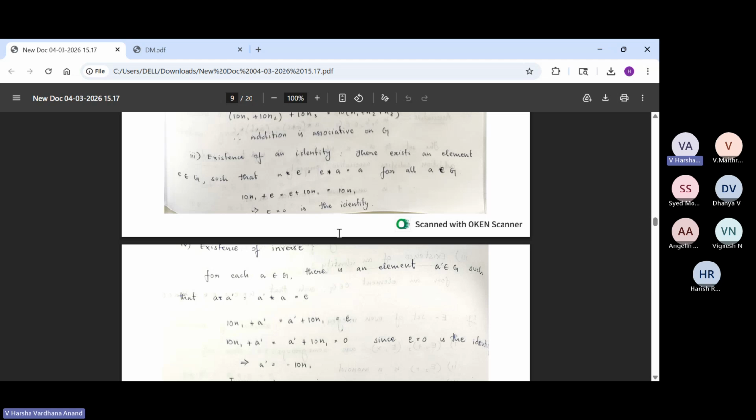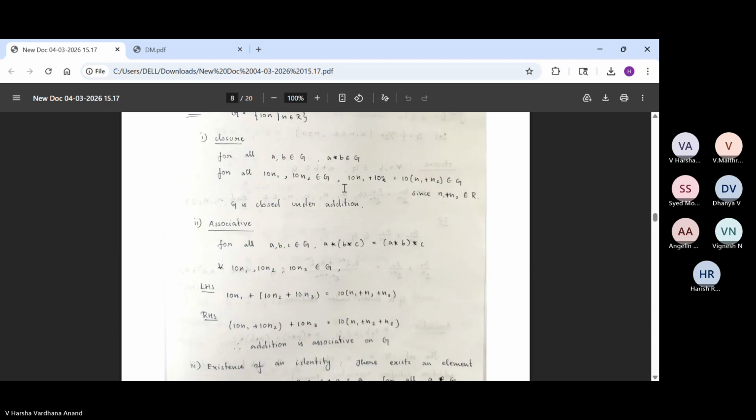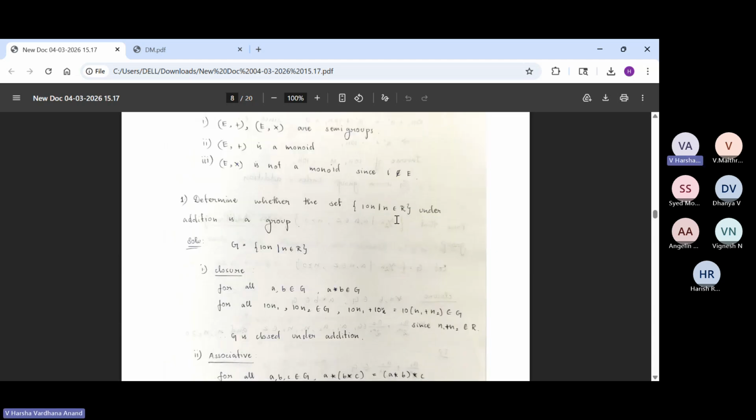And then existence of identity. So identity here is 0. 0 is also part of the set since n belongs to R. So 0 is also possible. n can also be 0. So 10n can also be 0 here.